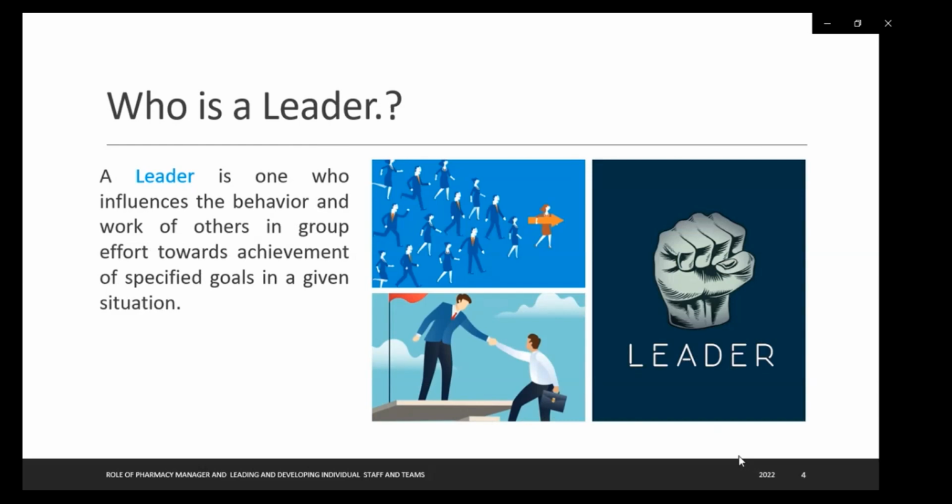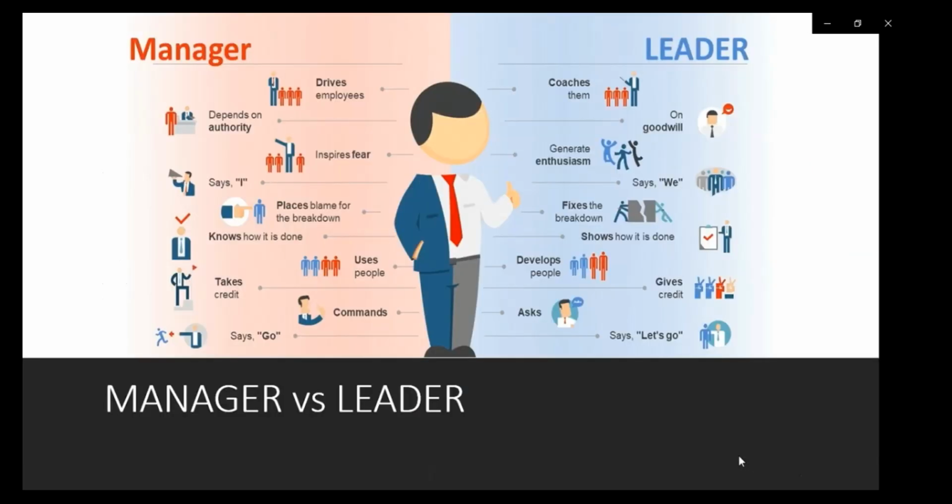Let's see the differences between a manager and a leader. The manager normally focuses on systems and structures, and the leader focuses on people. Normally, the manager relies on control. The leader inspires trust. The manager maintains. The leader normally develops. The manager does things right. The leader does the right thing. Okay, let's move to the next slide.